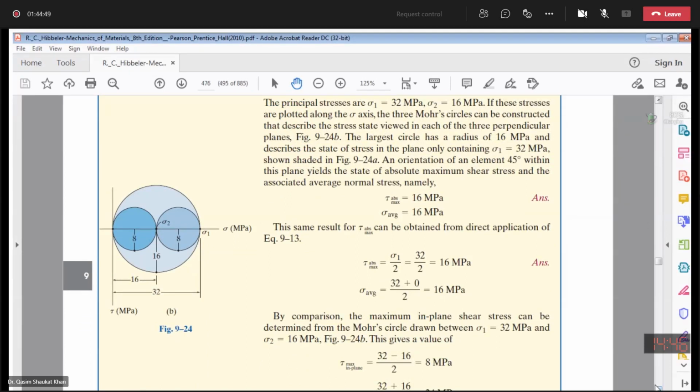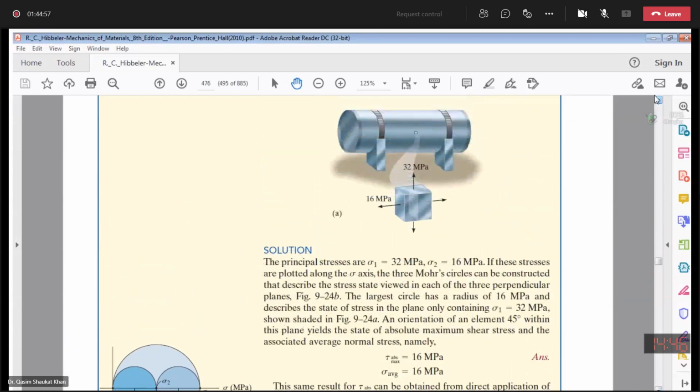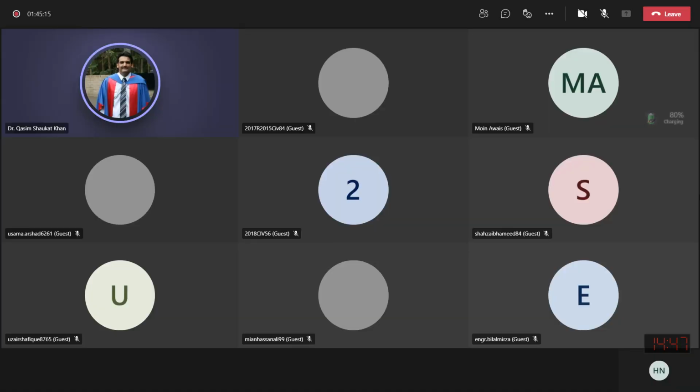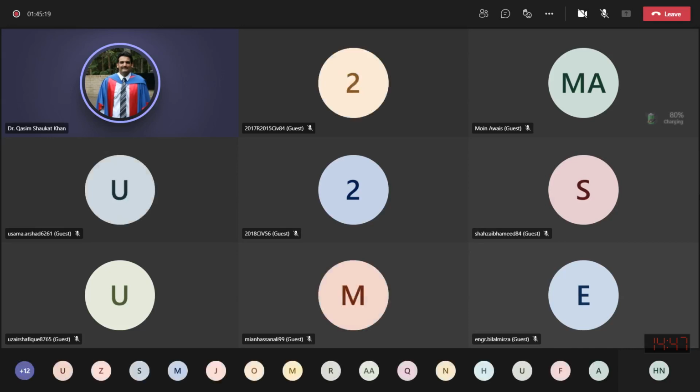If this is clear, in the exam, if such a question comes, it will come as the last step of the question, where you have to calculate the absolute maximum shear stress. So you will be using the values of the principal stresses which you have calculated, sigma 1 and sigma 2. With this, our chapter stress transformation is complete.